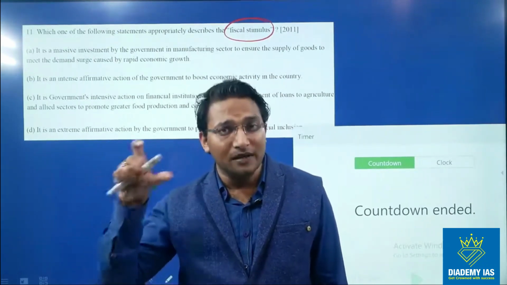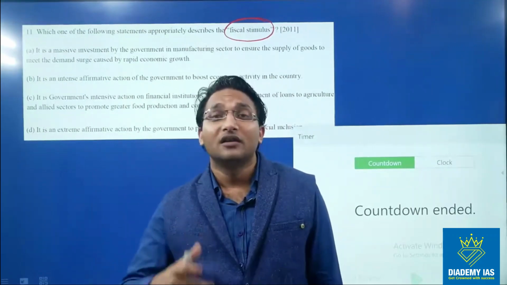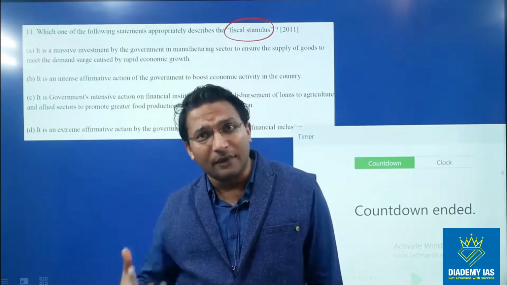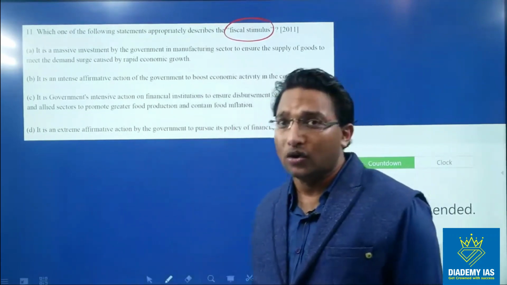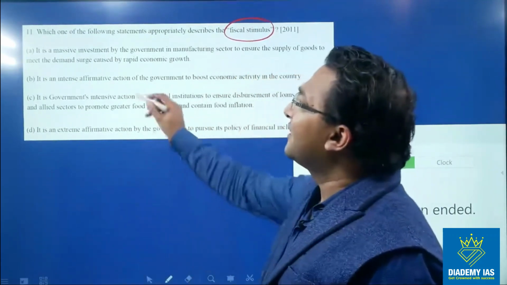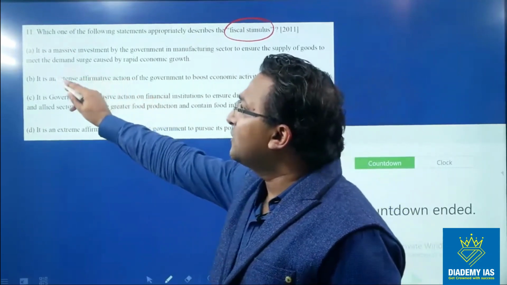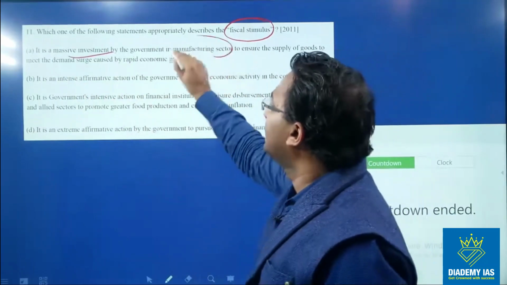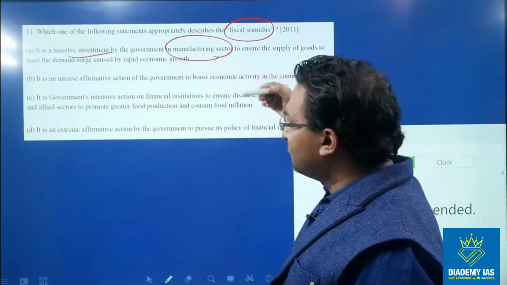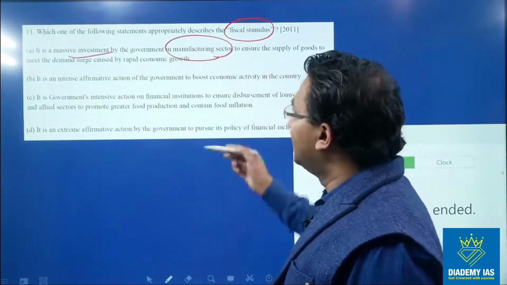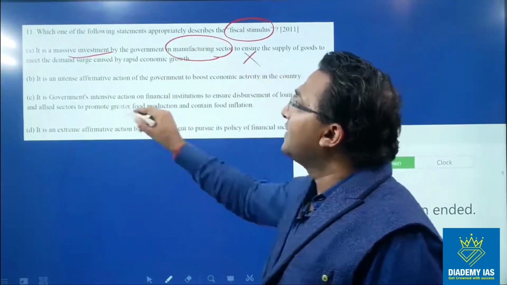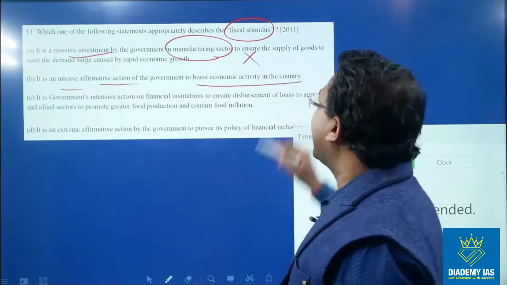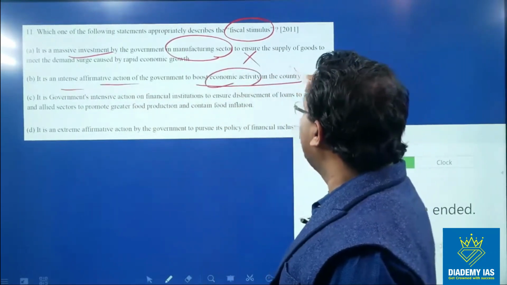Again, this question is becoming important in the recent time because of the fiscal stimulus being given by the government for the purpose of managing this corona lockdown situation. So here let us understand each statement. Statement 1, it is a massive investment by the government in manufacturing sector. So it is not limited to the manufacturing sector. Therefore this is not the answer. It is an intense affirmative action of the government to boost economic activity in the country. Yes, this can be one of the answer.